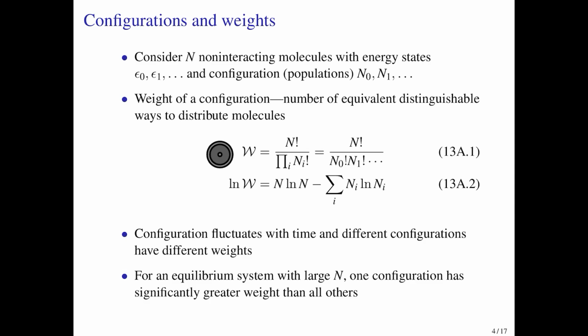Now, the set of populations, or the set of the individual configurations corresponding to a given set of populations, fluctuates with time. That is, the system bounces back and forth between different configurations. But there is one particular set of populations which has a greater probability of occurring than any other, especially when the number of molecules is very large. And that's what we call the equilibrium state of the system. So the question is, which set of populations corresponds to the equilibrium thermodynamic state?